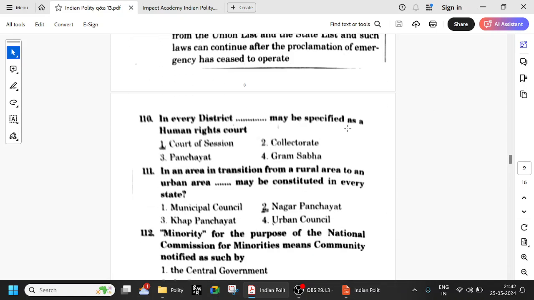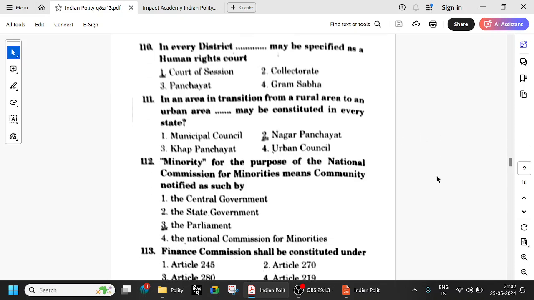In every district, dash may be specified as a human rights court. Courts of session. So if you look at the court system, you have Supreme Court, then the High Courts, and then the district courts, civil courts, municipal courts, and you have tribunals, family courts, mobile courts, all this. So in every district, there will be a court of session, which is specified as the human rights court.